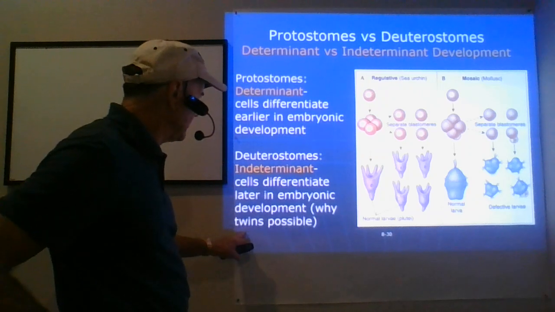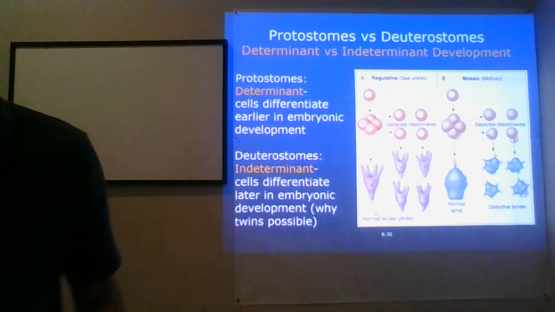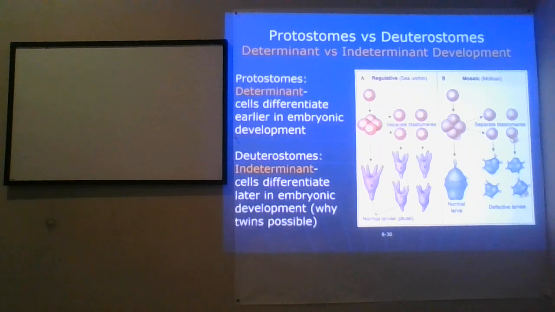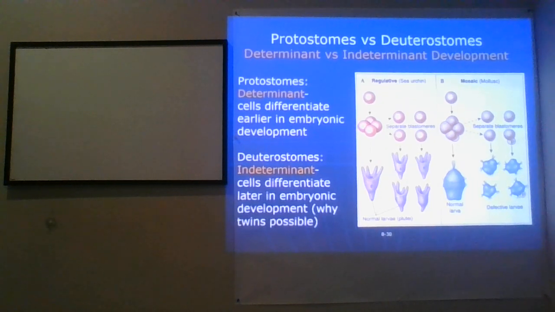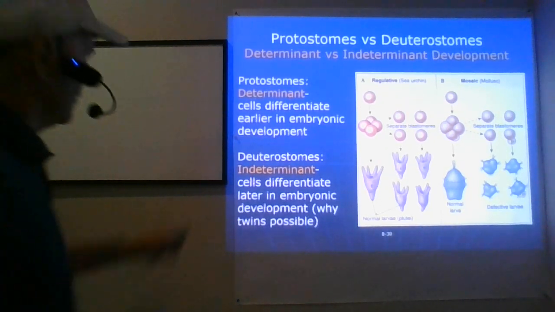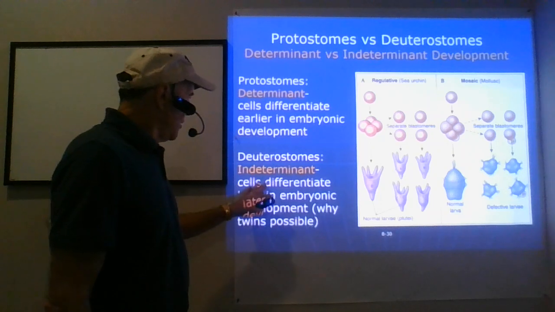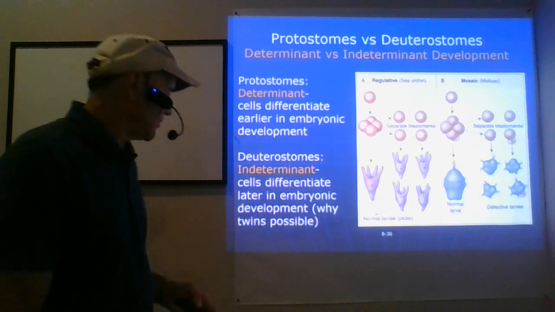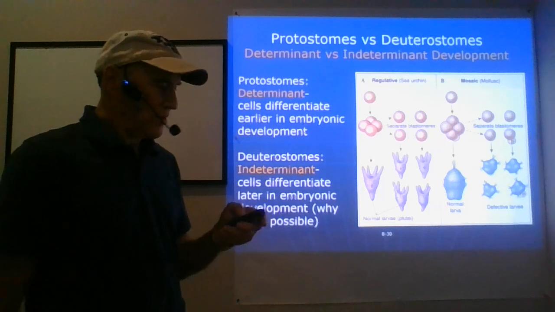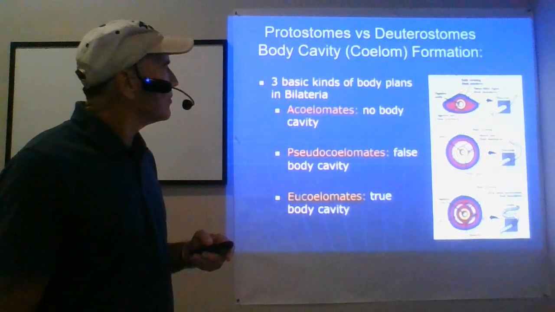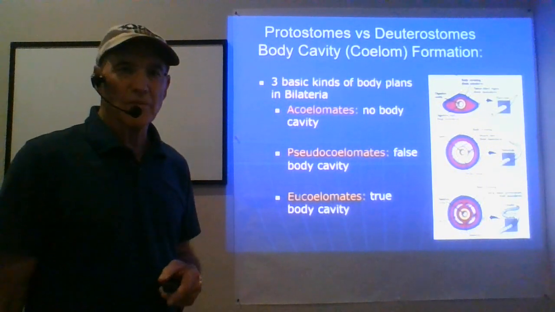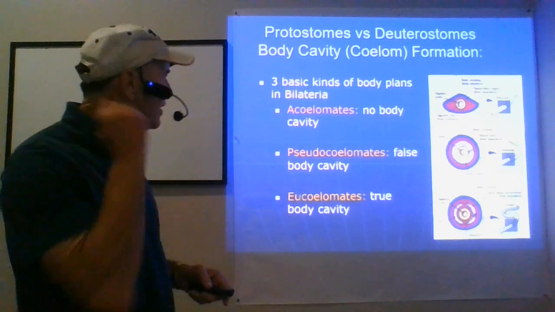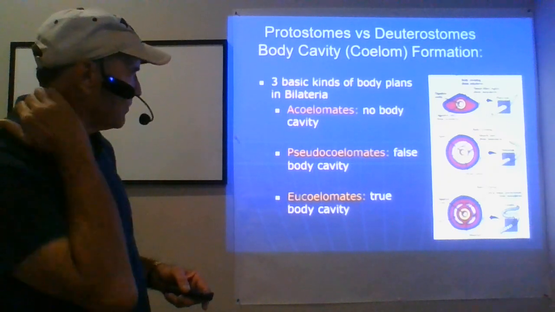Indeterminate cells. I think I'm going to adjust this just a little bit. It's just off the, there we go. It's off the side here. So deuterostomes have indeterminate development. And that's another protostome, deuterostome feature.